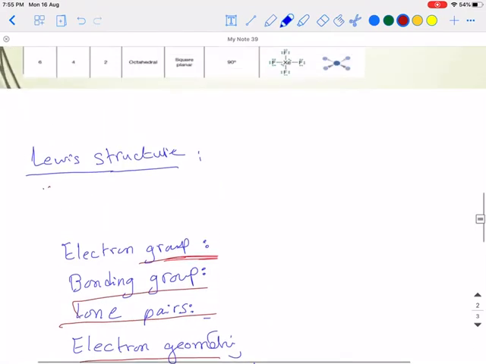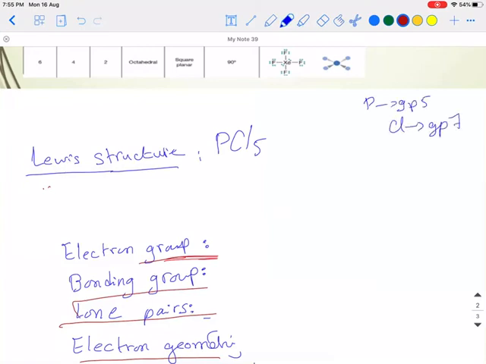Okay, another example, which is PCl5. First of all, we will draw it according to Lewis. Phosphorus belongs to group 5 and Cl belongs to group 7. P, and there exist 5 Cl around it.